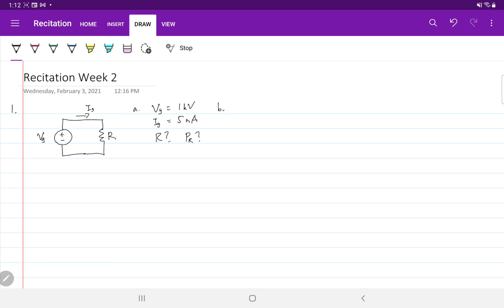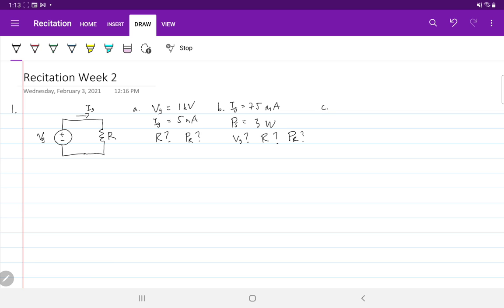The second set is IG is given, so 75 milliamps, and this time the voltage source power is known, so the power produced by the voltage source is given as 3 watts. Okay, and the question is what is VG, what is R, and the power consumed by the resistor, which is PR.